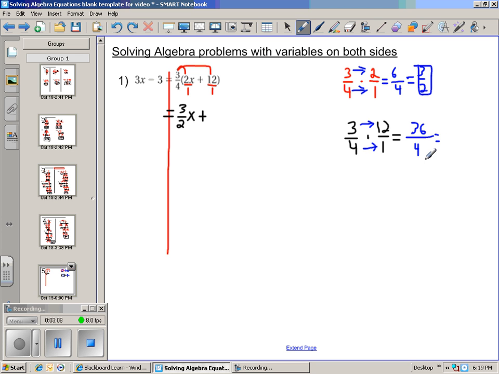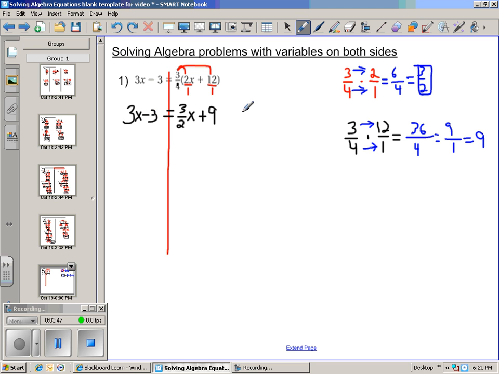4 times 1 is 4. Now, if you look at 36 over 4, it's divisible by 2. It's also divisible by 4. 36 divided by 4 is 9. 4 divided by 4 is 1. We have 9 over 1. Well, we can write 9 over 1 as the whole number 9. So we're going to go back here. And the result of 3/4 times 12 over 1 is a positive 9. We have not done anything yet with the left side. That's going to stay 3x minus 3.